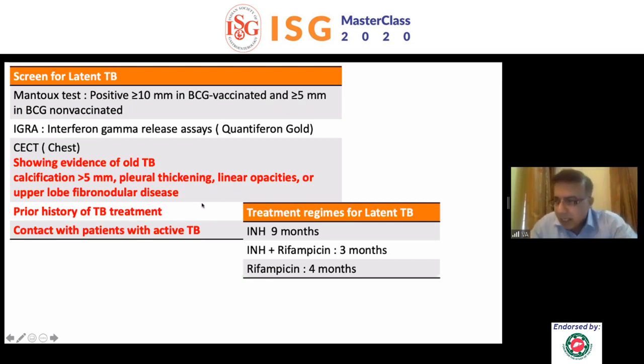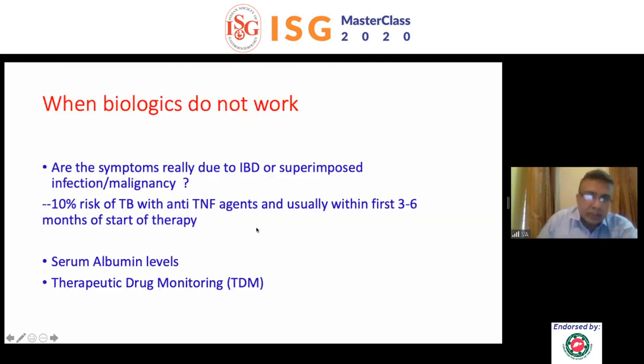But if it shows latent TB, that is Mantoux positive or IGRA positive, then you would like to give treatment simultaneously before starting biologics, that is INH 9 months, or INH plus rifampicin 3 months, or you can also use rifampicin 4 months. You can use any of these regimens.